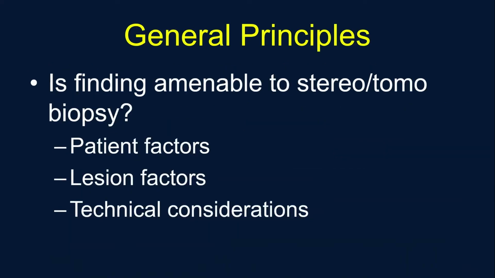Now, how do you figure out whether a lesion's even amenable to stereotactic or tomosynthesis biopsy? I think these are the 3 categories of things that you need to think about: patient factors, lesion factors, and technical considerations. So for the patient, can the patient actually cooperate? You need somebody who's going to be able to either climb up on that table, lie, or sit still for a good 20 to 30 minutes. And can the table actually hold the patient? If you have a prone table, is the patient's weight within the weight limits of that table or chair, in terms of being able to support the patient?